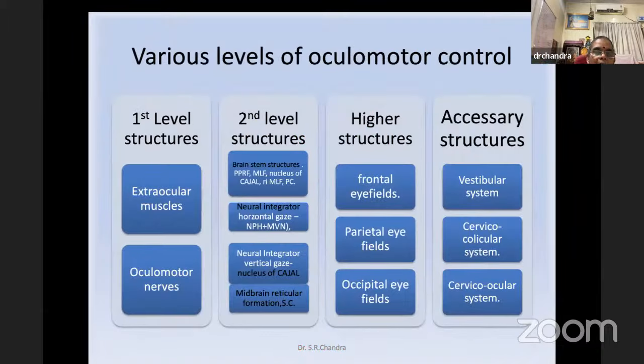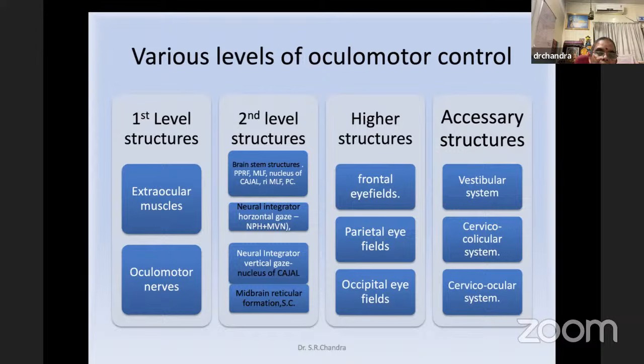Then we will see, this is the first level. First level structures are the extraocular muscles and the oculomotor nerves that supply these muscles. Second level is the brainstem, where we have got the PPRF, medial longitudinal fasciculus, nucleus of Cajal, rostral interstitial nucleus of MLF, posterior commissure. And these are linked together, mainly the perihypoglossal nucleus, medial vestibular nucleus, and the horizontal gaze center, that is PPRF. Together they form a thing called the neural integrator.